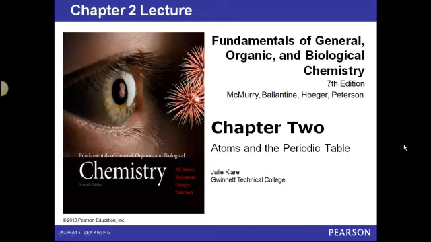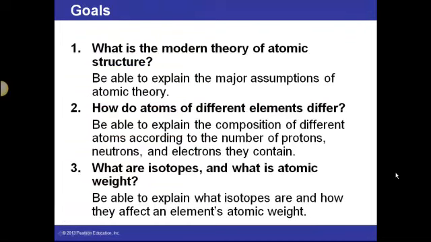All right, now that we have some basic measurements and how to work in the lab, we're going to start chapter 2 and really start to look at the atomic structure and the arrangement of the different elements on the periodic table. So some of the goals for chapter 2, looking at the modern theory of atomic structure. So you should be able to explain some of the major assumptions of atomic theory. And then you should learn how atoms of different elements differ.